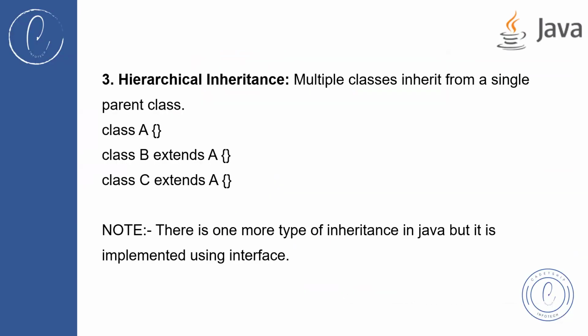So where do we use hierarchical inheritance? We use it when several classes share common functionality from a single parent class, allowing for code reusability. So these were our three types of inheritance. We have one more type of inheritance in Java, that is multiple inheritance, but that is implemented using interfaces. So what is the use case of multiple inheritance? When a class needs to inherit from multiple sources, Java allows this through interfaces.